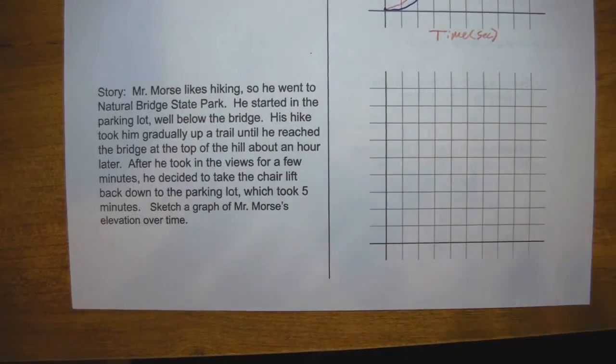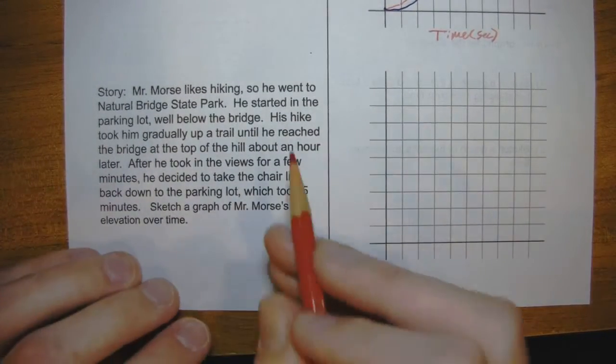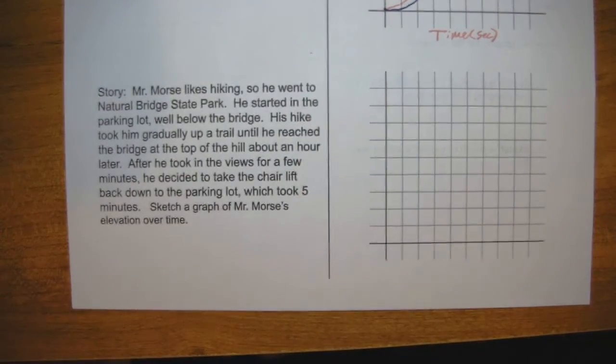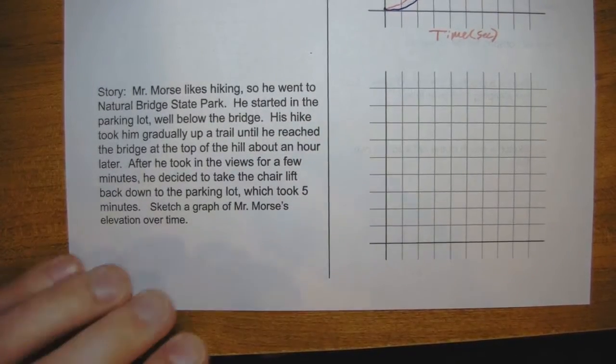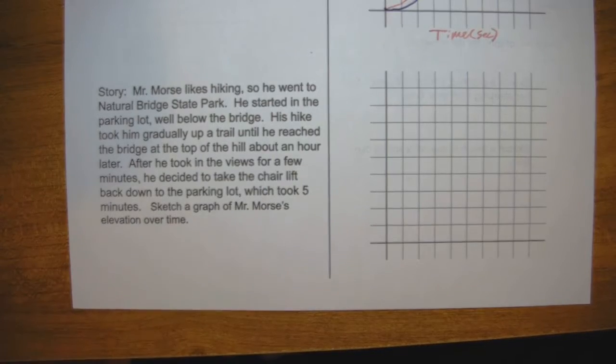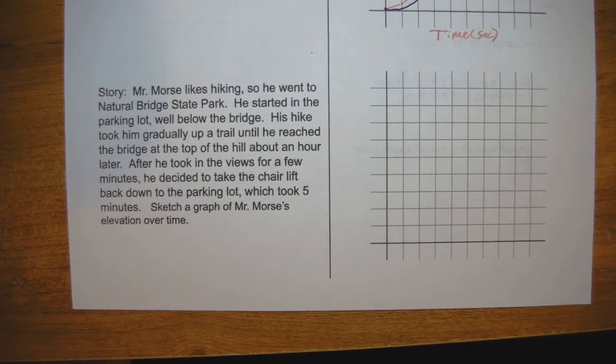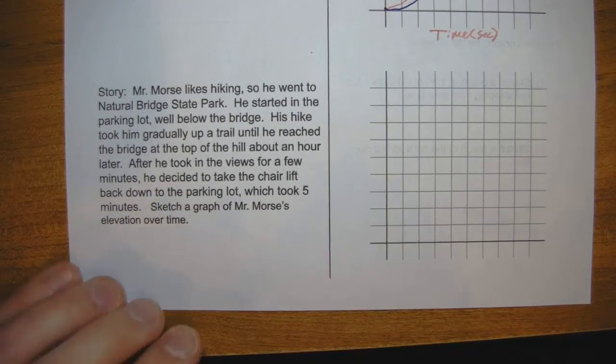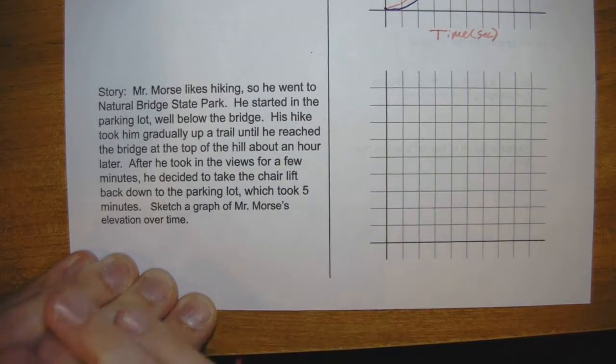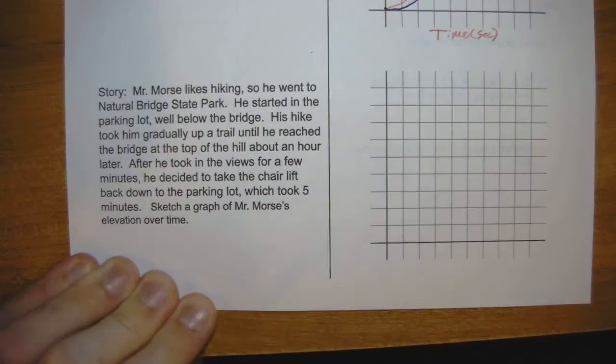Okay. Mr. Morse likes hiking, so he went to Natural Bridge State Park. He started in the parking lot well below the bridge. His hike took him gradually up a trail until he reached the bridge at the top of the hill about an hour later. After he took in the views for a few minutes, he decided to take the chairlift back down to the parking lot, which took 5 minutes. Sketch a graph of Mr. Morse's elevation over time.